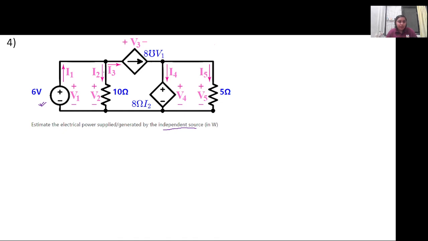If we look into the circuit, the 6 volt voltage source is connected across the 10 ohm resistor. So can you tell me from the circuit how V1 and V2 are related? Both are the same, right? Since there are no elements connected between them, V1 will be equal to V2.